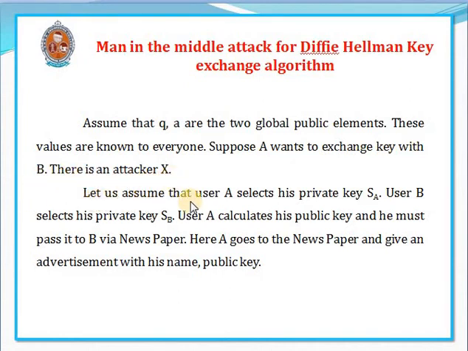Now let us assume that user A selects his private key, denoted as SA, and user B selects his private key, denoted as SB. Now user A calculates his public key and he must pass it to B via some newspaper. Here A goes to the newspaper and gives an advertisement with his name and public key.